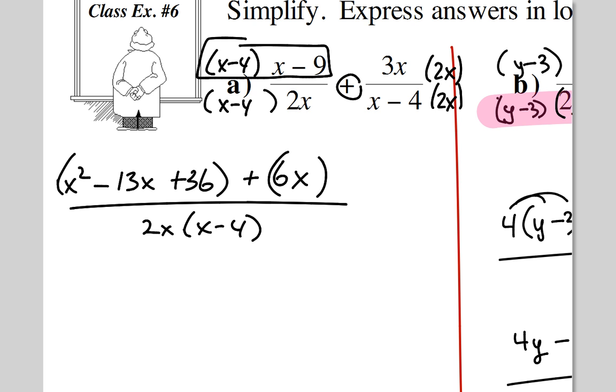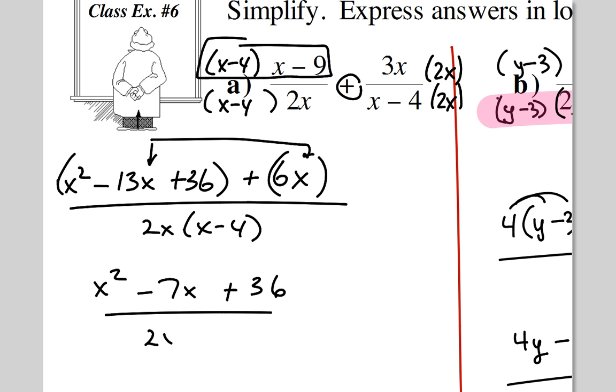Okay, so the only like term is here. Negative 13 and a positive 6, negative 7x plus a 36 all over the LCD. I wasn't lazy here for some reason. Comma, x not allowed to be. Jolene, you ready? This one? Beautiful, and look at you. 0, comma 4.